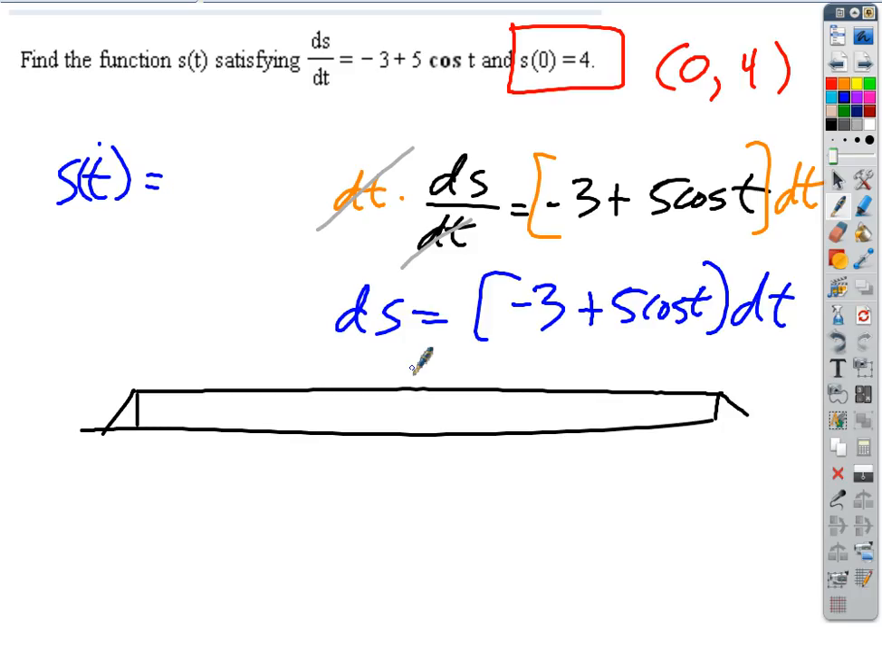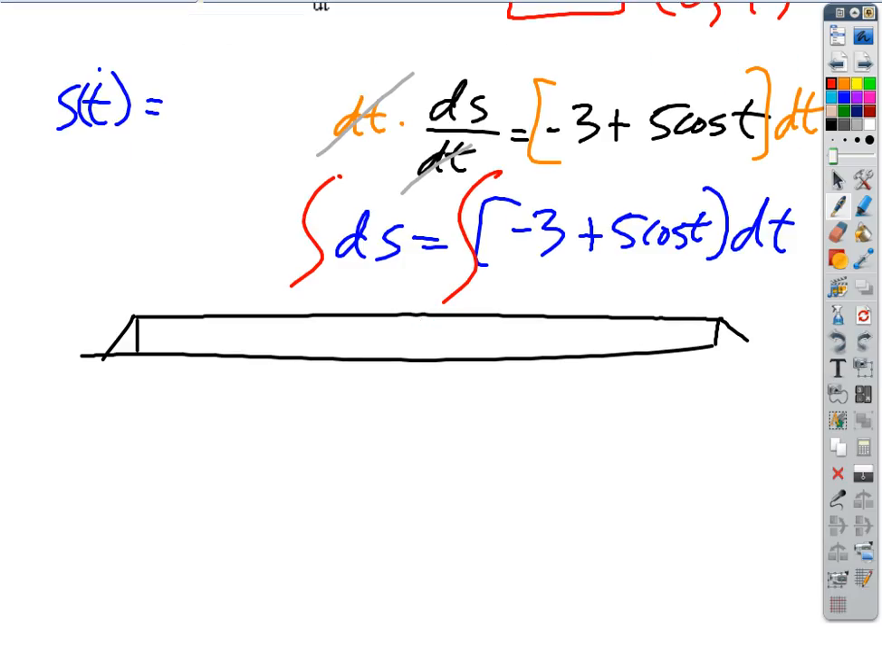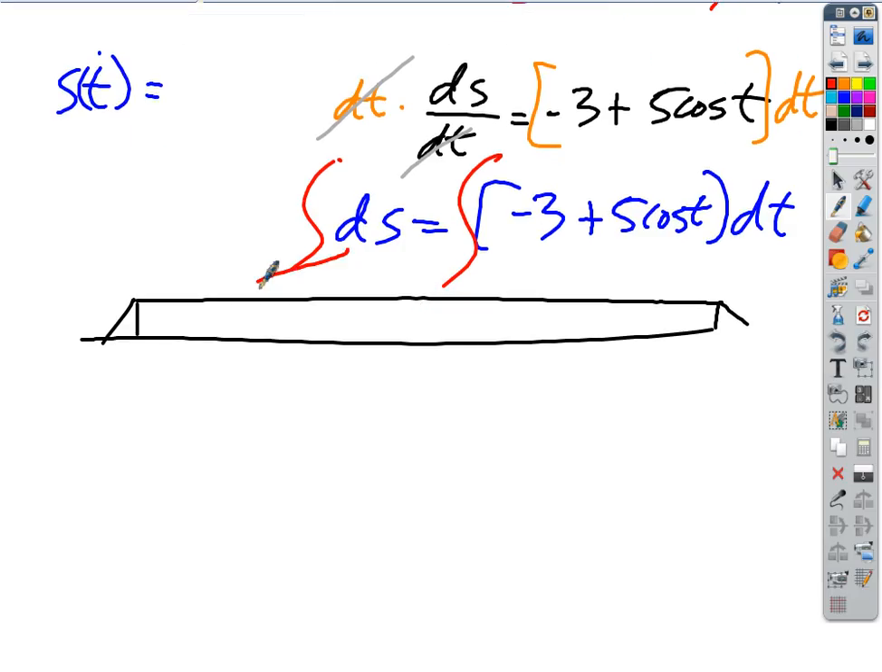So I'll just do this to both sides, right? And that's how I get my s by itself. So what does it end up looking like then? Well, we end up with... what is that symbol? Well, that's called an integration symbol.